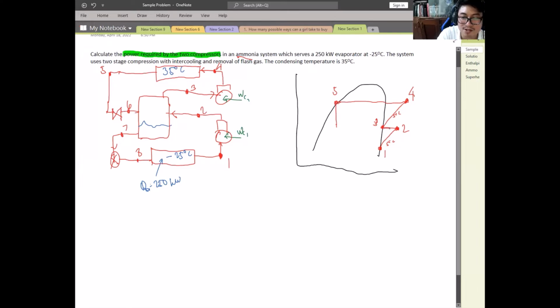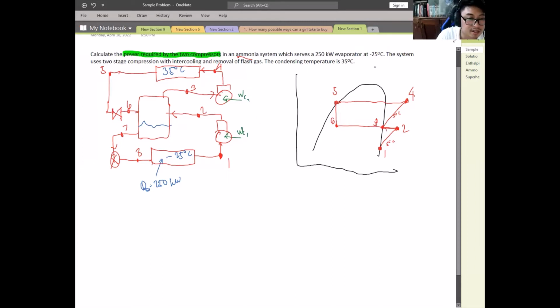So pasensya na, medyo straight line yung drawing ko rito. So imagine yung straight line lang dito, until 0.6. Okay? So, straight line na din natin kasi magkakakonect yan. Nasa isang pressure line lang sila. Okay?